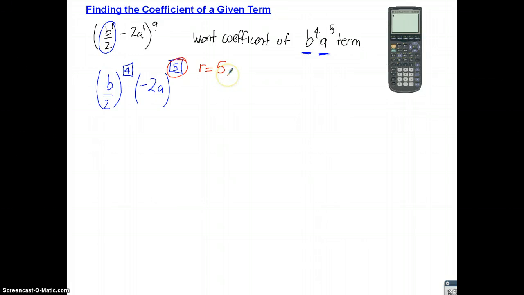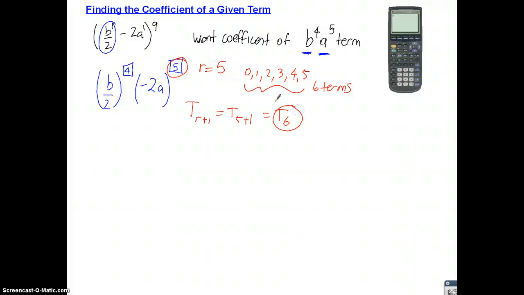Okay, remember the exponents have gone from 0 to 1 to 2 to 3 to 4 to 5. So of course that gives us 6 terms. And formally, remember that the term number is always r plus 1, one more than the r value. So we are after term 5 plus 1, term 6. Okay, so let's go and find term 6.